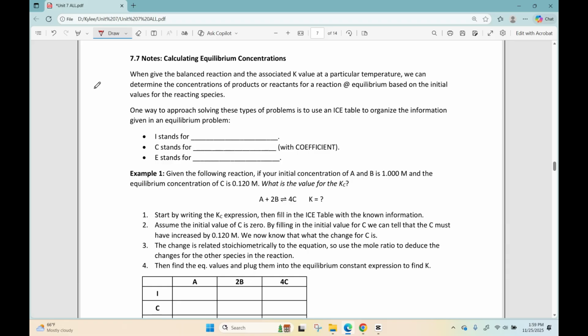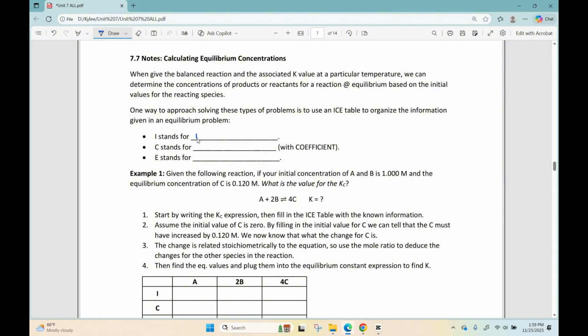Out of all the sections on equilibrium, this one seems to be the one that can give students fits. One way to approach solving these types of problems is by creating what's called an ICE table. This is not the only way to solve these types of problems, but it is a way for us to organize the information in a meaningful way.